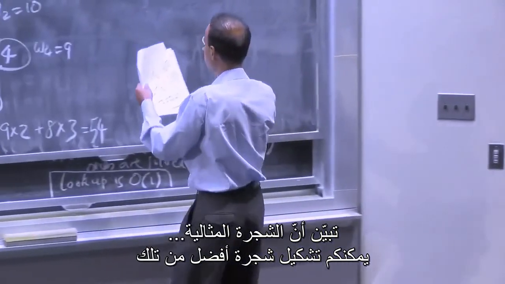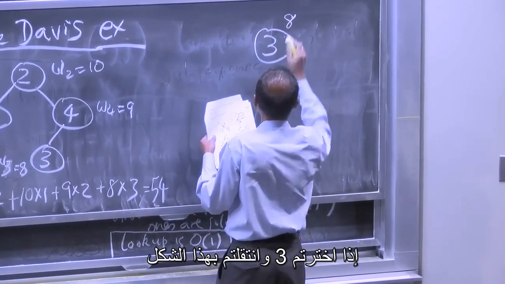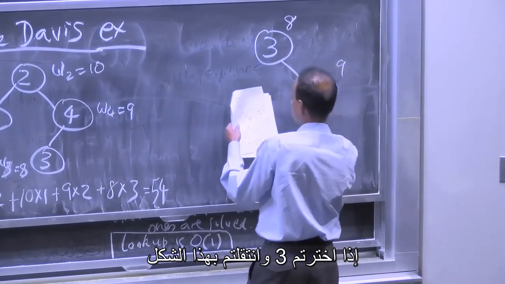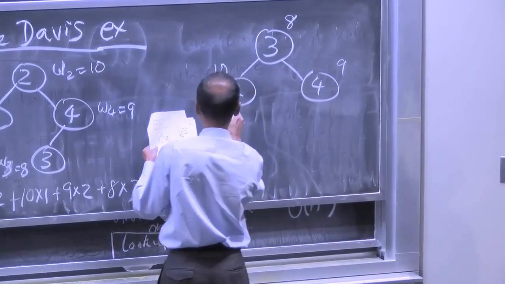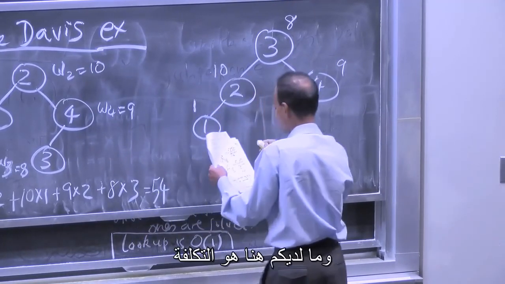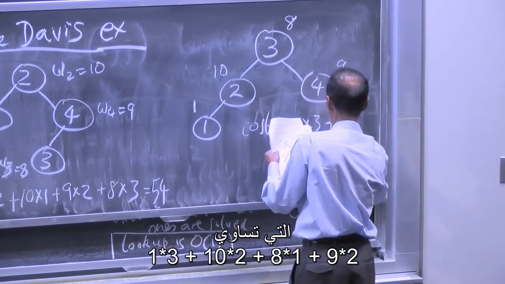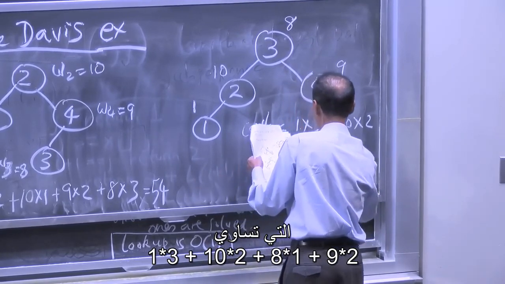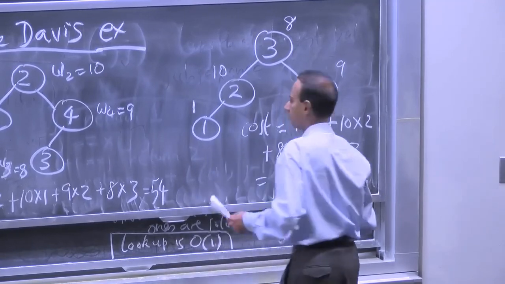It turns out the optimum tree, you can do better than that. If you pick 3 and you go like this, what you have here is the cost equals 1 times 3 plus 10 times 2 plus 8 times 1 plus 9 times 2, and that's 49. Okay?